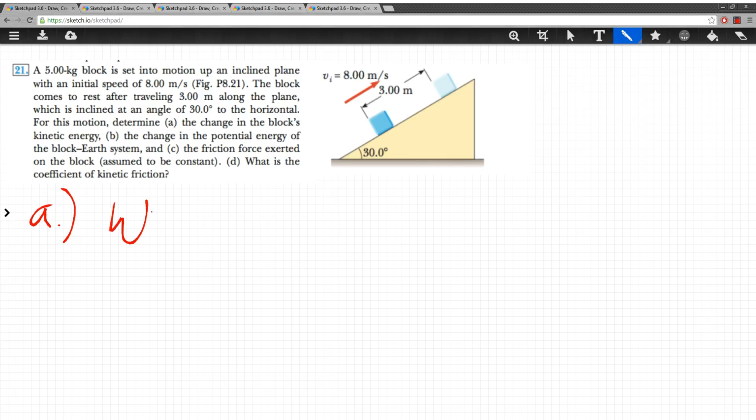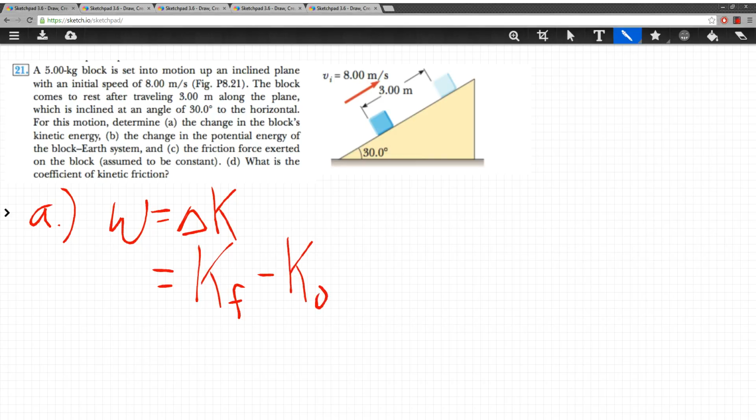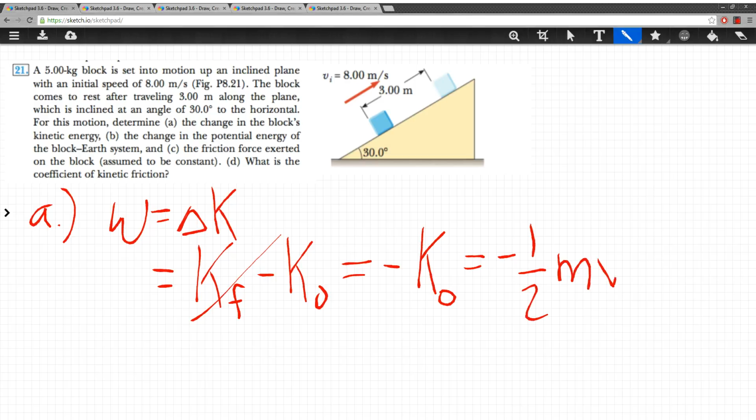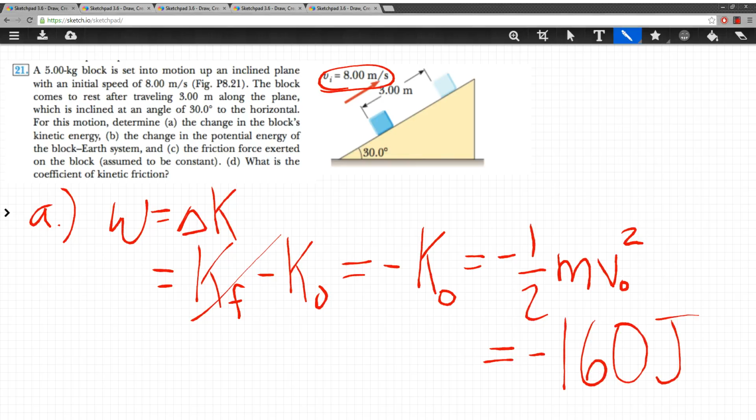So we know that work equals change in kinetic energy, and change in kinetic energy is K final minus K initial. And since the block has a final velocity of 0 meters per second, the final kinetic energy will be 0, so you're left with negative K naught. And you just plug in the values that they give you. They give you mass, and then they also give you the initial velocity, which is 8 meters per second, and then plugging that into your calculator, you should get negative 160 joules.